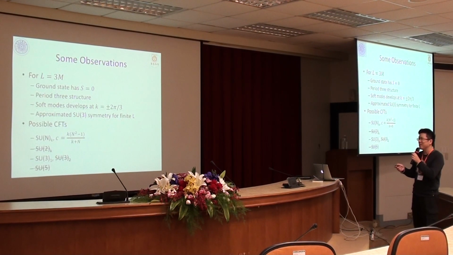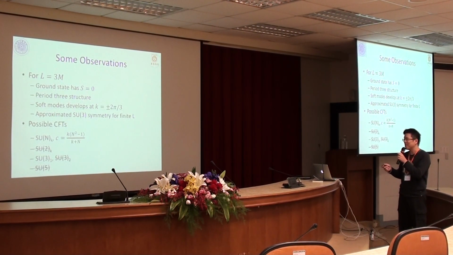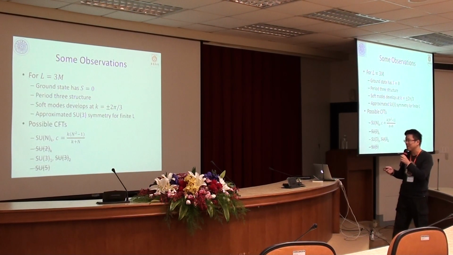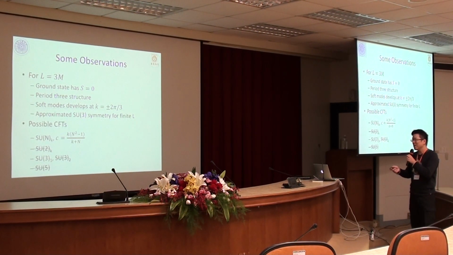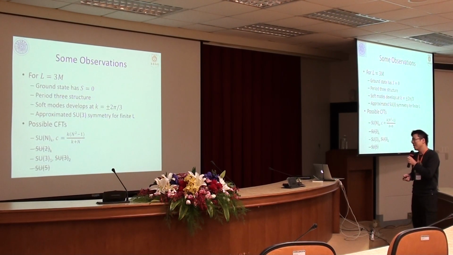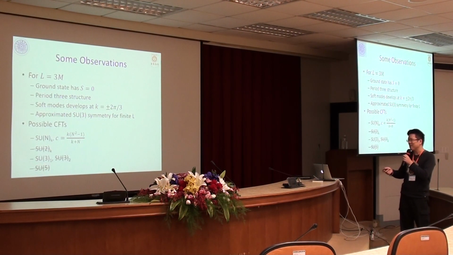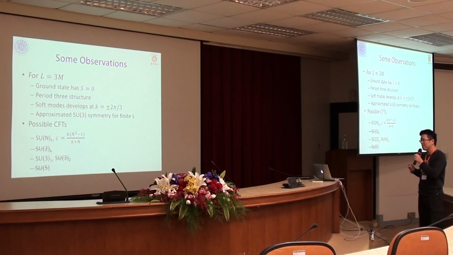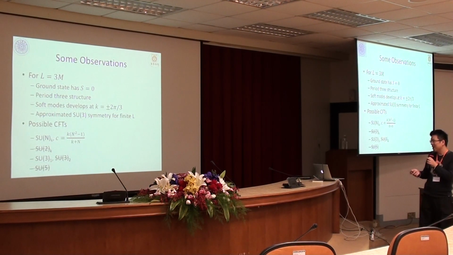We find that if the lattice size is a multiple of 3, then the ground state is a singlet. That makes you wonder whether this has some kind of approximate SU3 symmetry. Then you can list the possible CFTs and their corresponding central charges. We see this range, basically SU3 level 1 and maybe SU2. SU3 level 1 is one of the possible CFTs for this model. So how do we see if it actually is SU3 level 1 describing this?